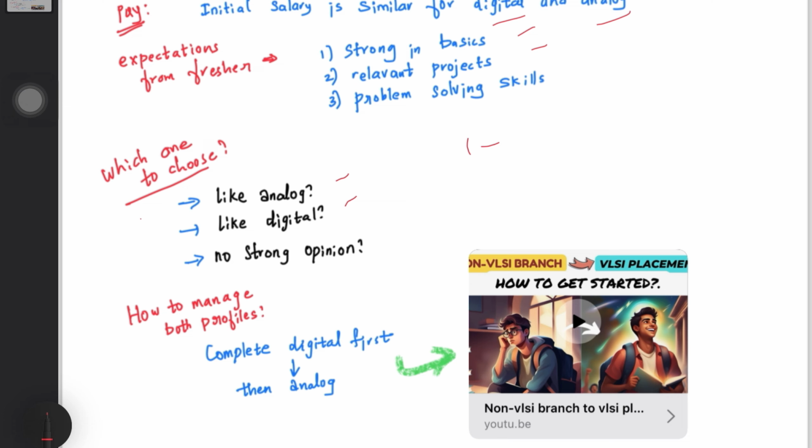Initially, I completed the digital profile first and then went to analog, because digital is relatively smaller and easy to consume, but analog is very vast and it consumes a lot of time. So if you prepare for digital first, it will make you risk free and your confidence level will be higher because there are a lot of openings for digital. In case you miss out on analog, there are chances that you'll land a job and then you can further study analog off campus if you are really interested.